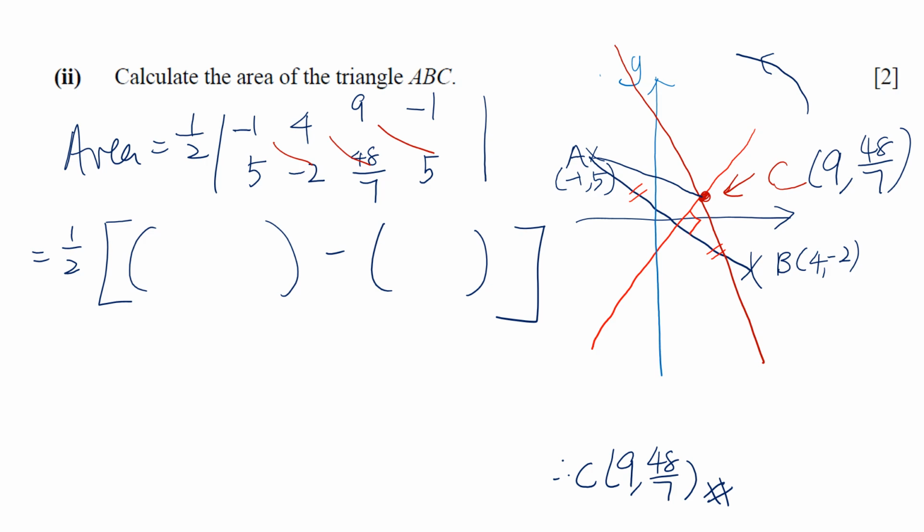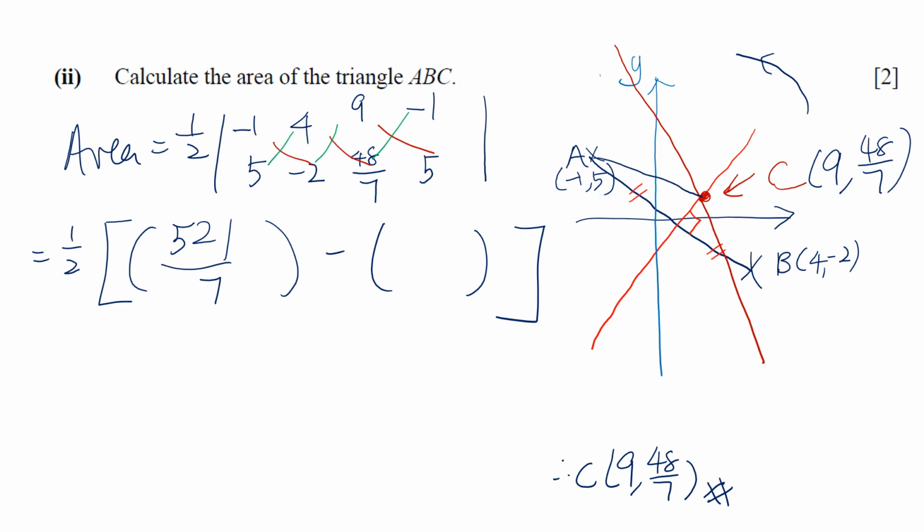Just key into the calculator negative 1 times negative 2, then plus 4 times fraction 88 over 7, then plus 9 times 5, okay? So that will give you 521 over 7. Alright, then the other bracket is for this direction, the one in green.